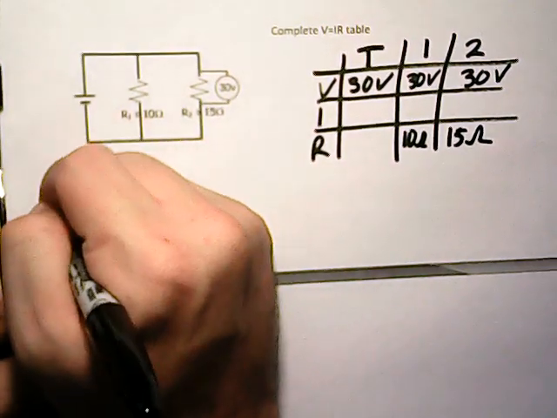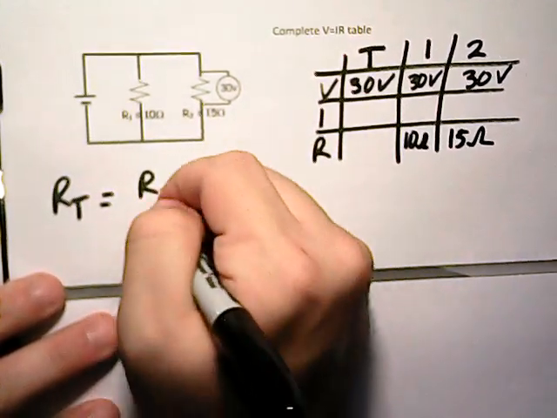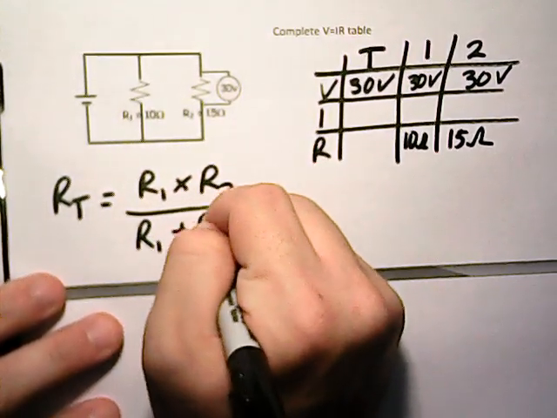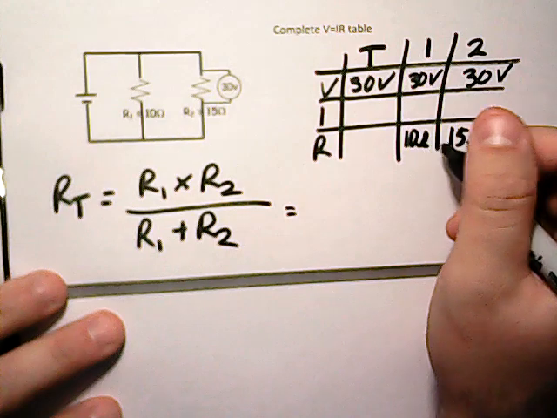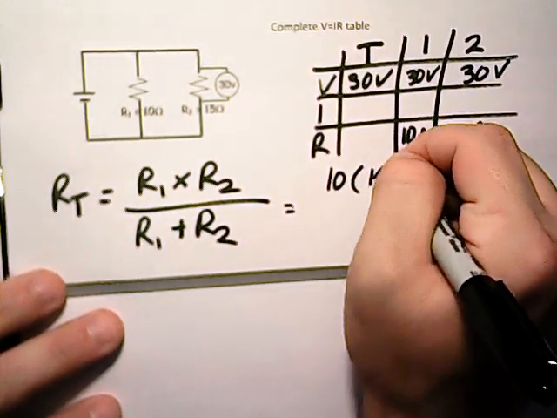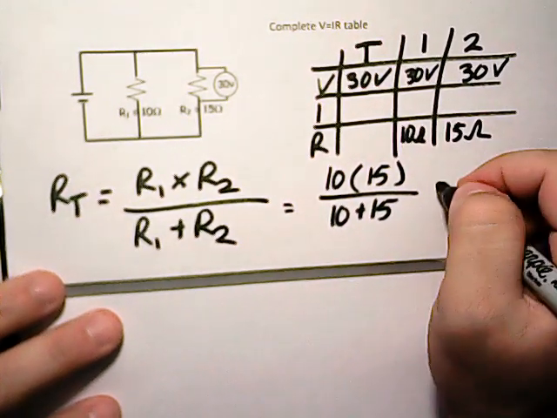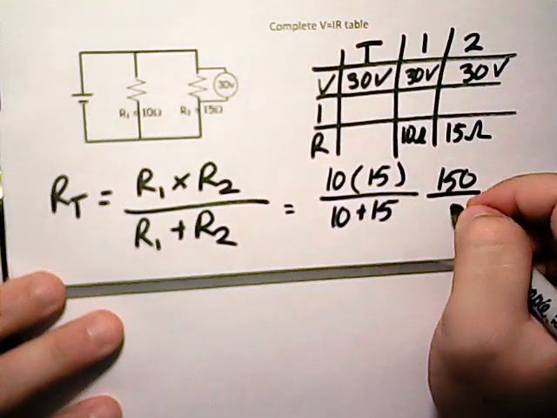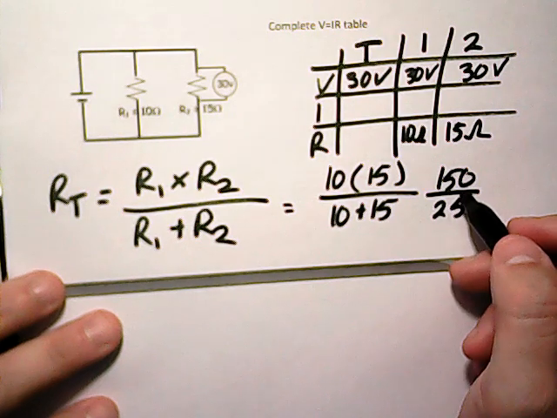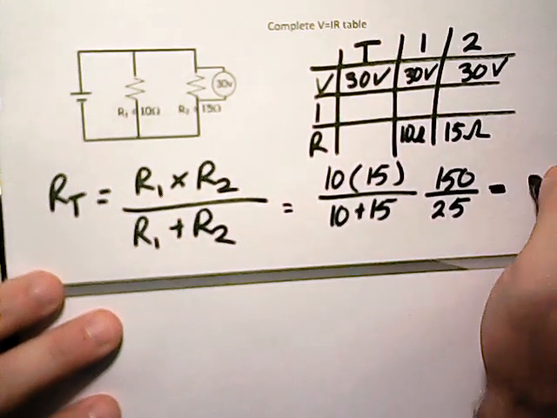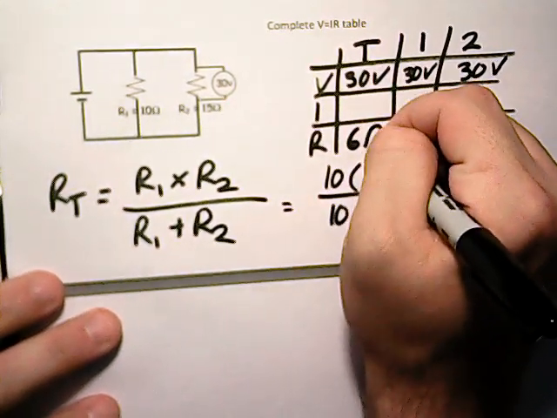Let's find the resistance. Total resistance is going to be equal to R1 times R2 divided by R1 plus R2. We have 10 times 15 over 10 plus 15. We have 150 over 25. So there's 4 quarters and $1 plus 50 cents. That's 2 more quarters, so it should be 6. So 6 ohms.